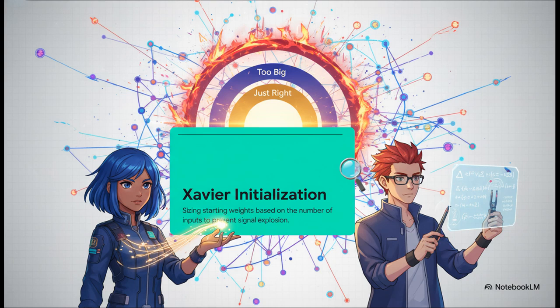But hey, fixing the data isn't the whole story. We also have to fix how the network actually starts. If the starting weights are too big, they explode. Too small, and they vanish. So the absolute crucial point here is finding that perfect Goldilocks zone. And that is exactly where Xavier or Glorot initialization comes in. It's this brilliant technique that carefully sizes the starting weights of every single neuron based exactly on how many inputs are feeding into it. It scales the math so precisely that the signal stays perfectly balanced as it flows through the whole network. It's basically the ultimate setup for a successful training run.